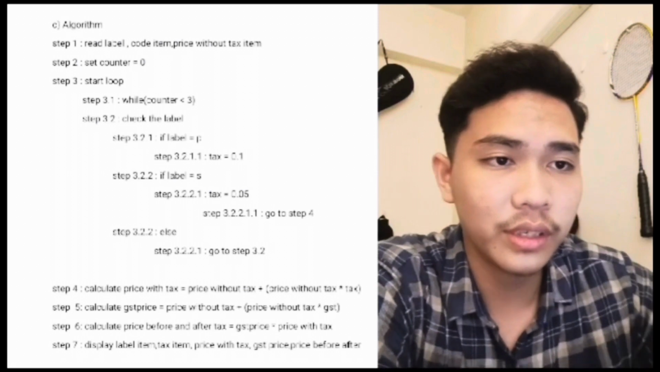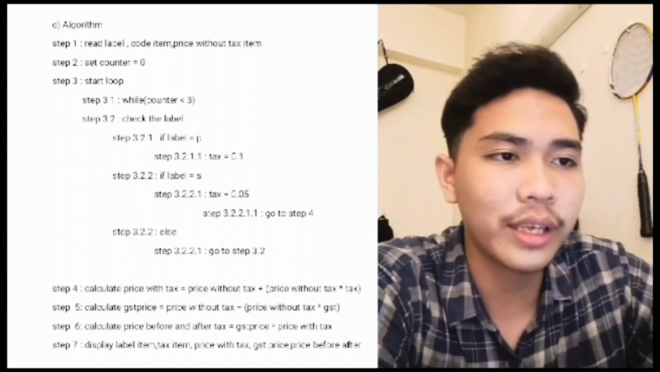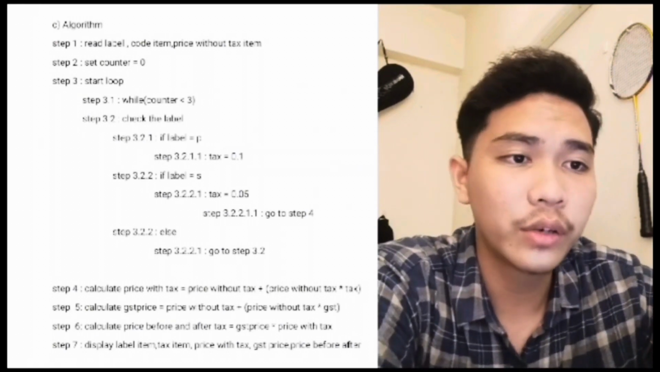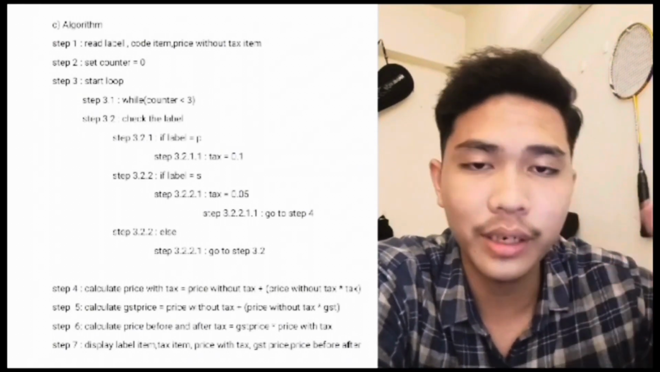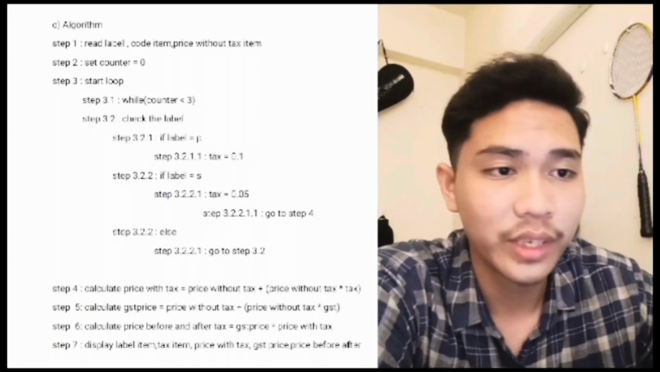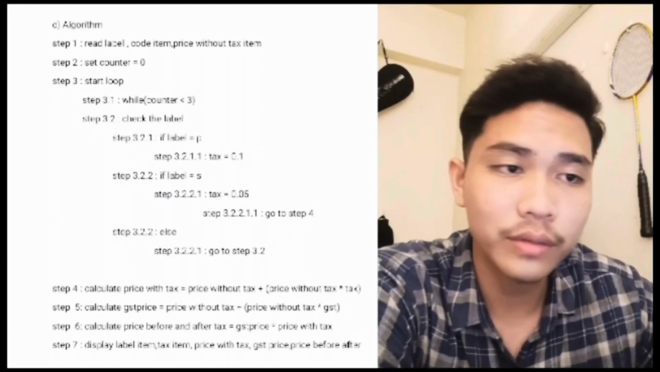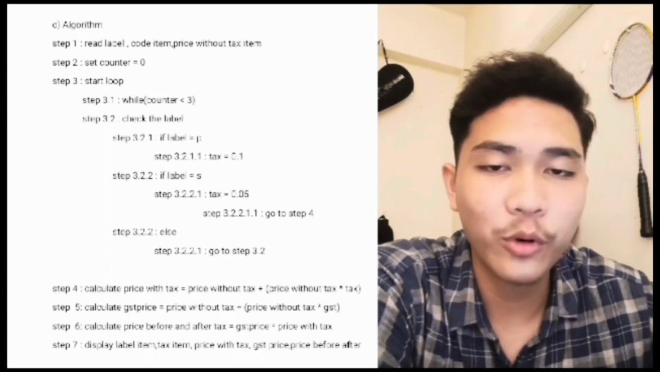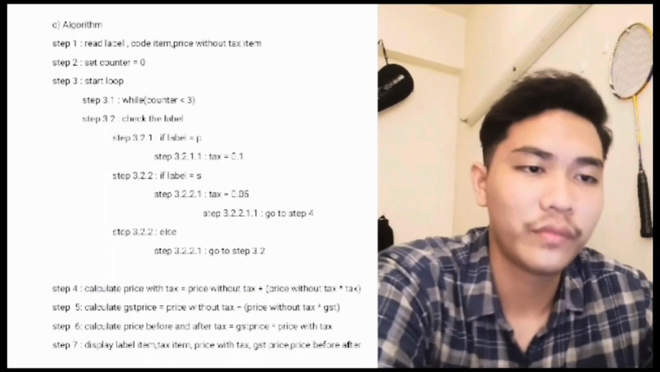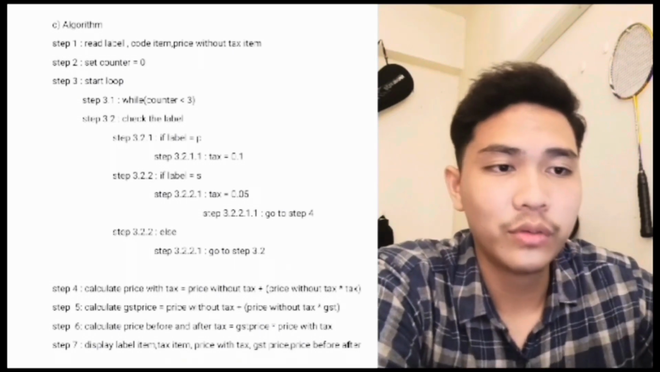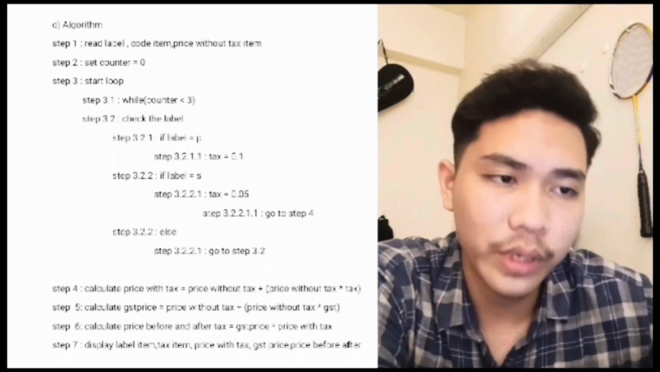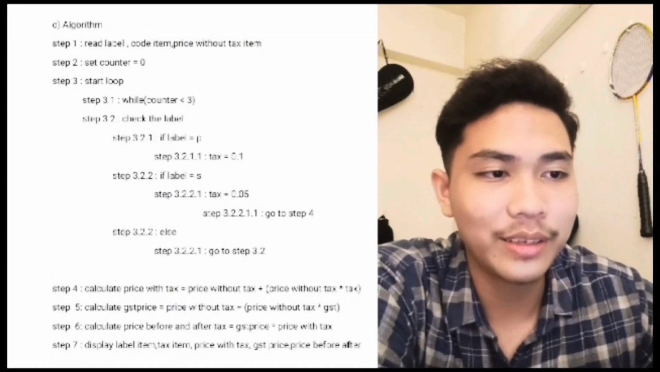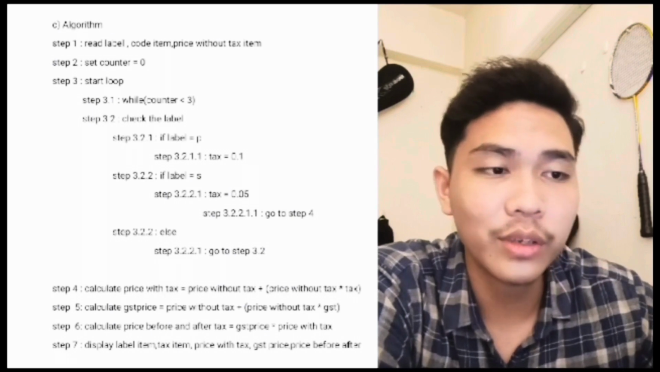Step 1: read label, code, item, price without tax. Step 2: set counter equal to 0. Step 3: start loop. Step 3.1: while counter less than 3. Step 3.2: check the label. Step 3.2.1: if label equal to P, step 3.2.1.1: tax equal to 0.1.